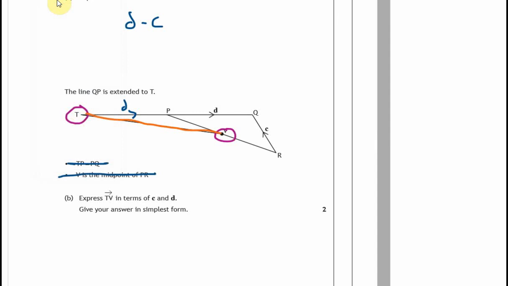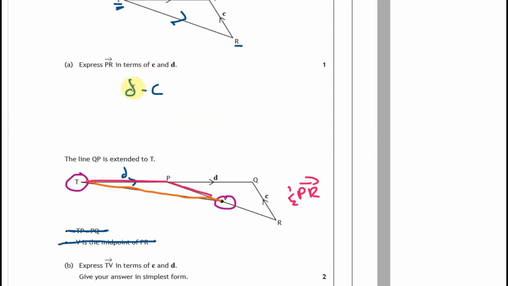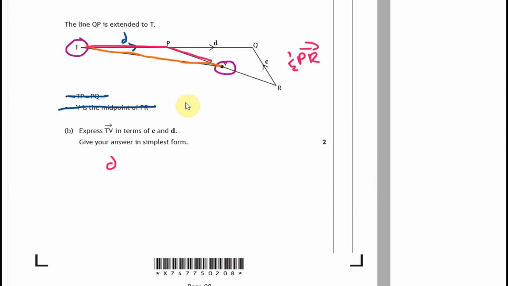So we know this one is D. And so right away we're thinking, okay, I can go along D. And then I want to go down here. I want to go down this way, but I don't know that vector. What I do know is that that is equal to half PR. I don't know what PR is, but I know that PR is D minus C. So I'd be saying D plus a half brackets D minus C.